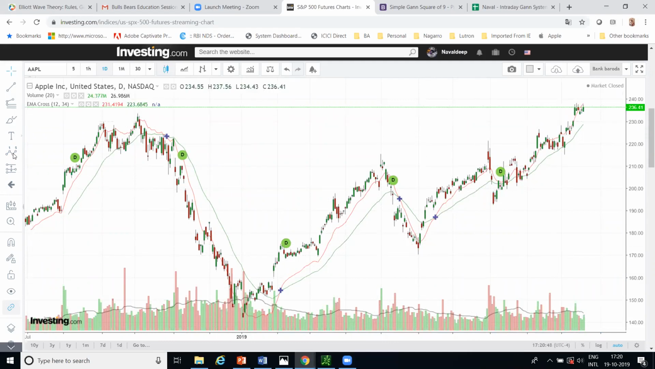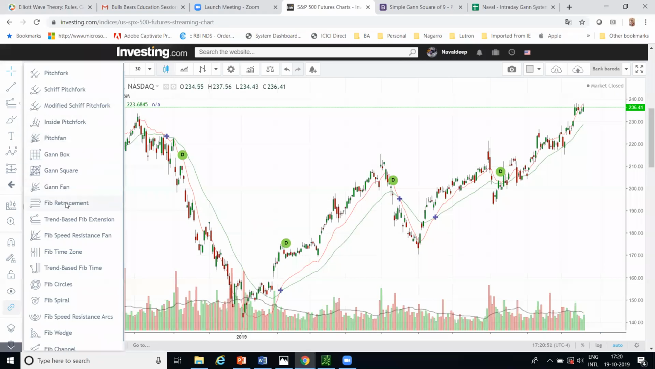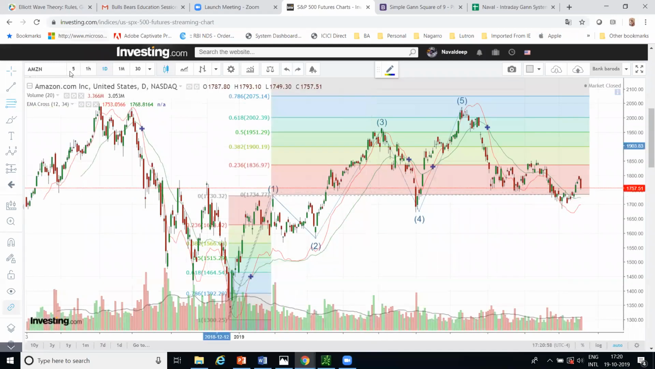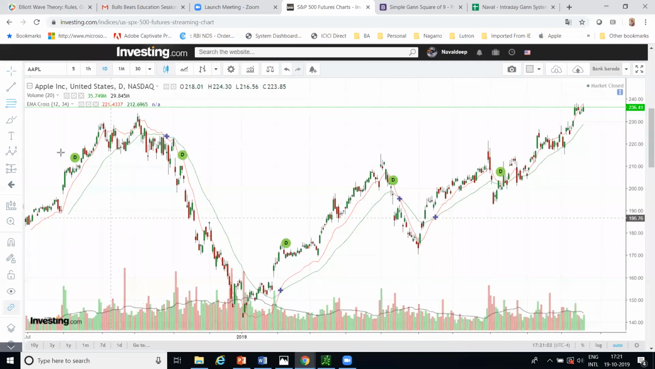Now, if I add my Fibonacci retracement, sorry. And these are very interesting things. Like when you start doing it, you will love it.